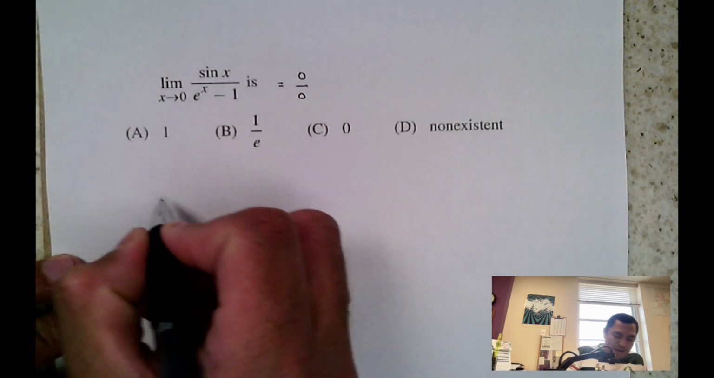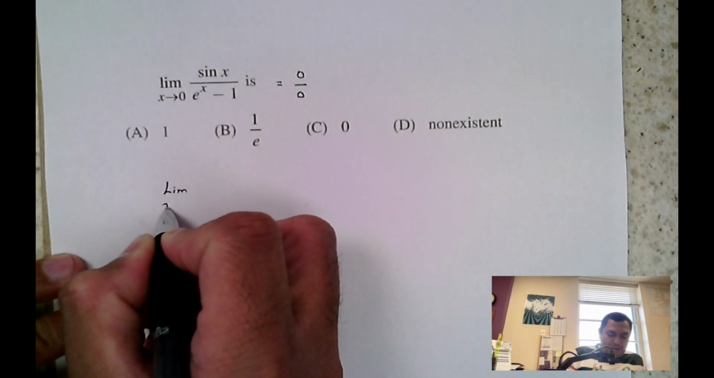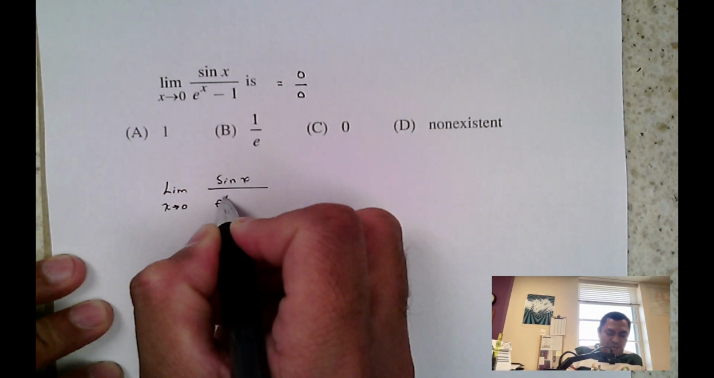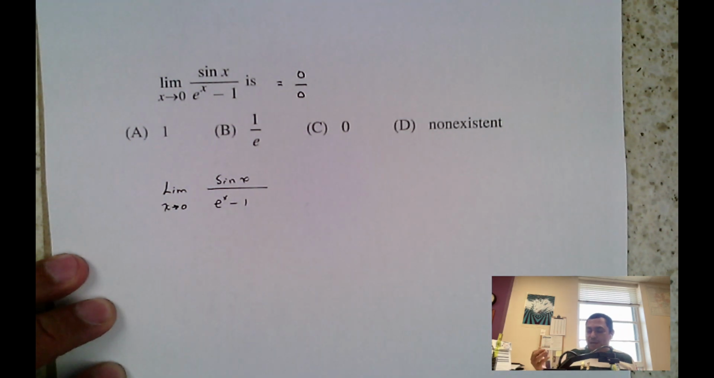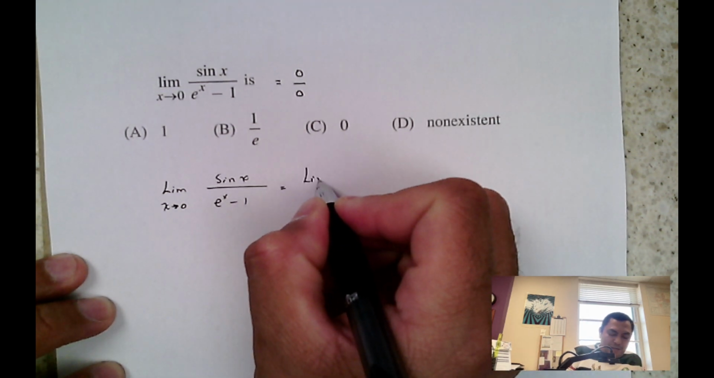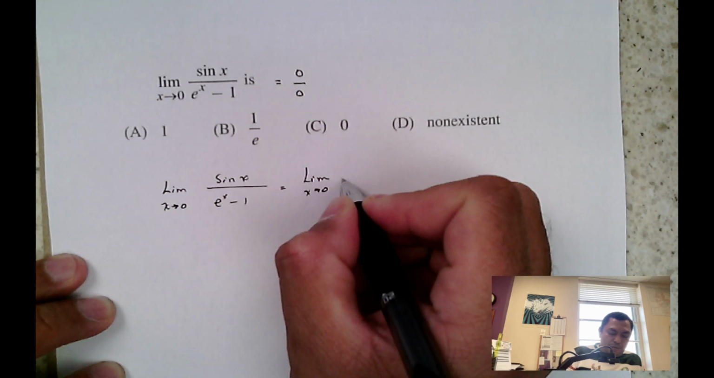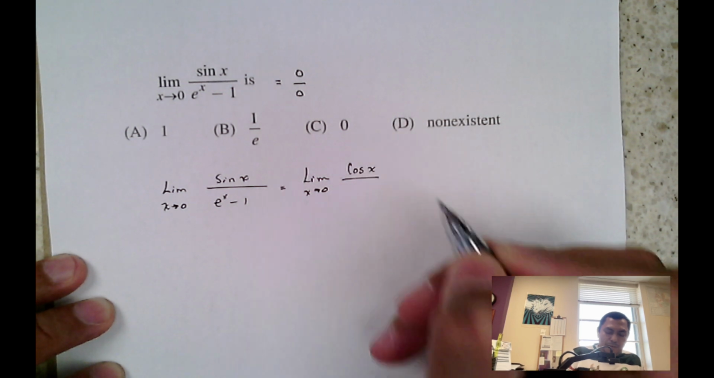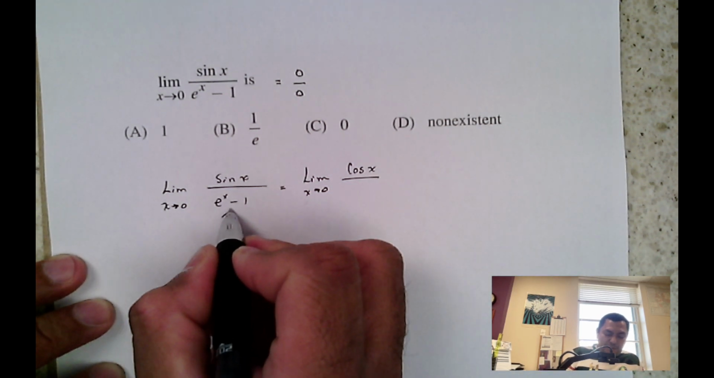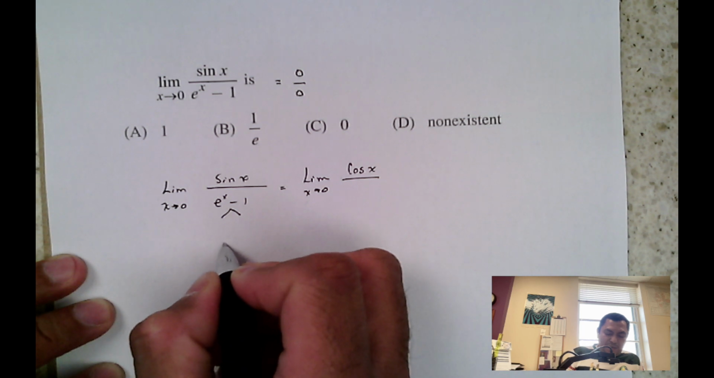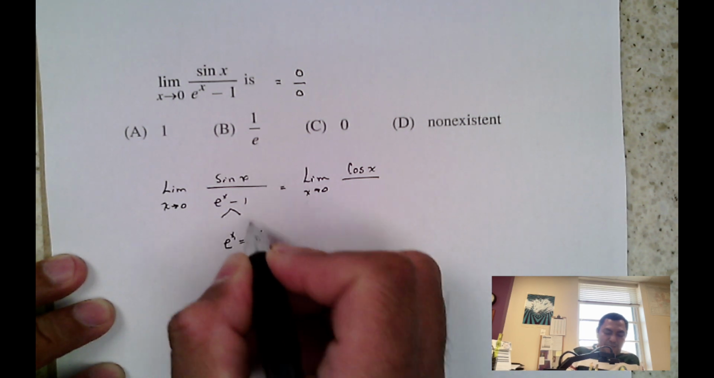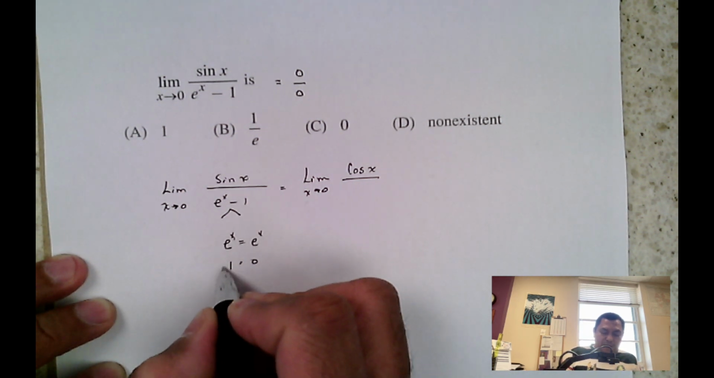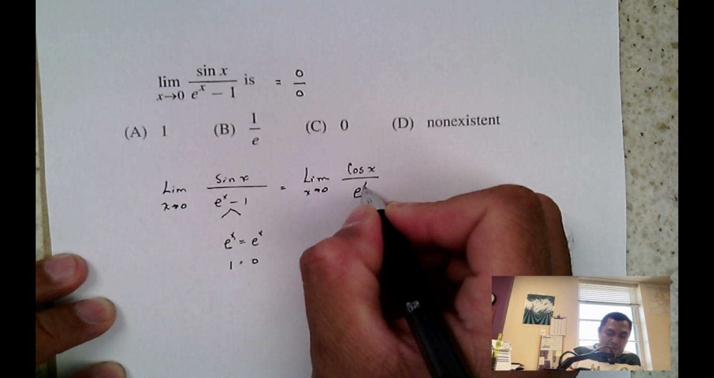For example, if we have limit when x approaches 0 of sine x over e to the x minus 1. If we apply the L'Hopital, it's the same as having limit when x approaches 0 of the derivative of sine of x, which is cosine of x. And the derivative that we're going to apply here is the derivative of e to the x, which is equal to e to the x. And the derivative of a constant is 0. The derivative of -1 is 0, so in this case it is e to the x.